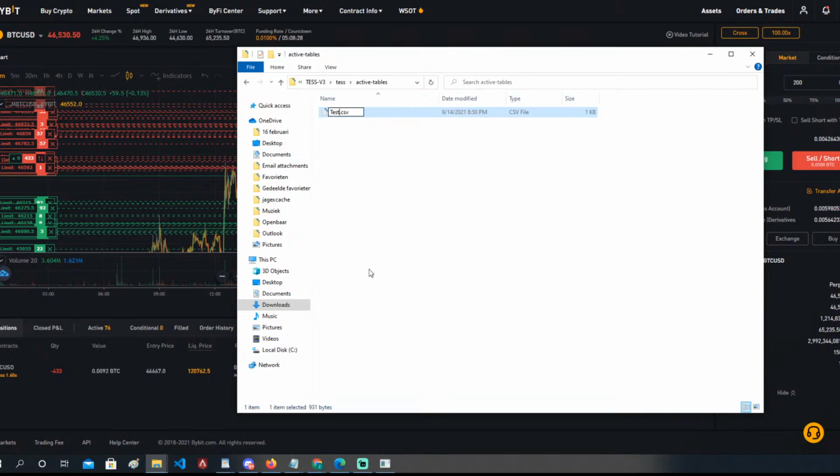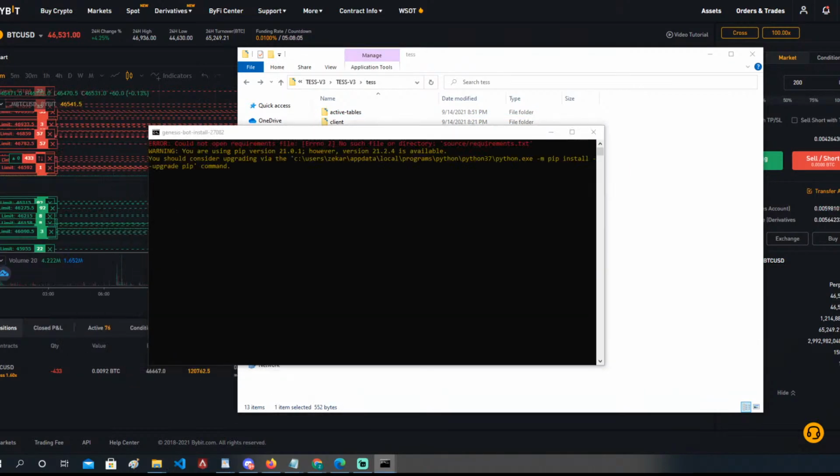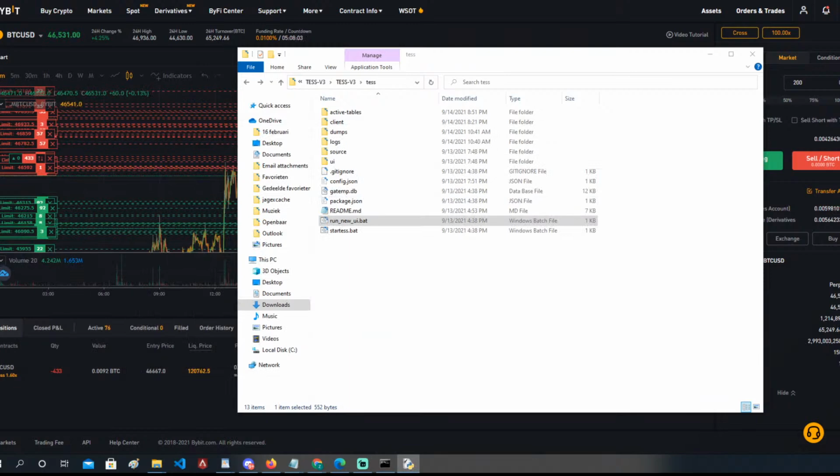Okay, also this is very important for your webhook alerts. The names cannot have special characters, so it should just be letters. Very important. And I've closed anything that has to do with the bot. I made sure that everything is closed, all the Python windows, and then I click Run New UI.bat. For you, it might be called a little bit different, but it's the same thing.